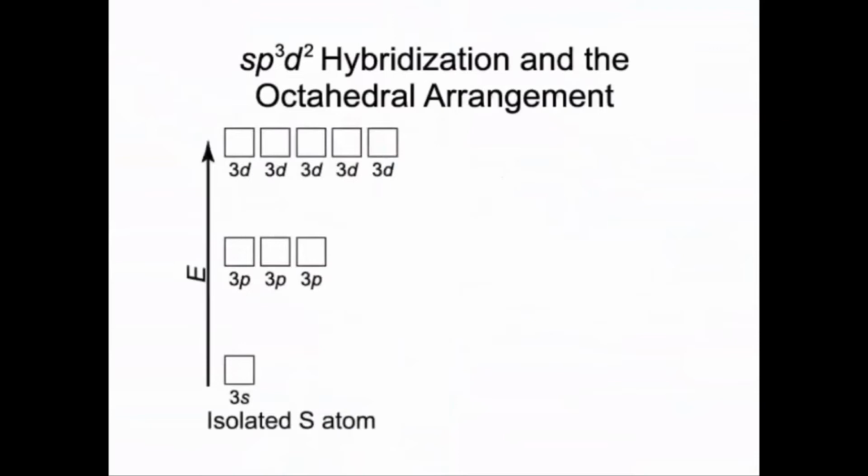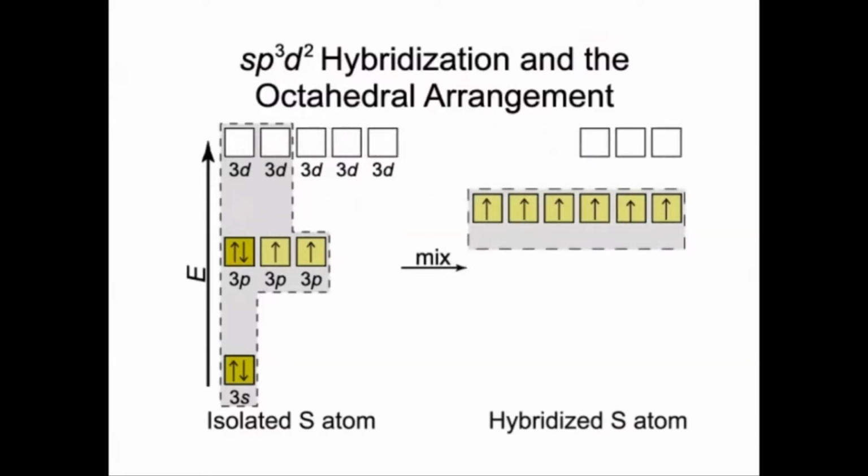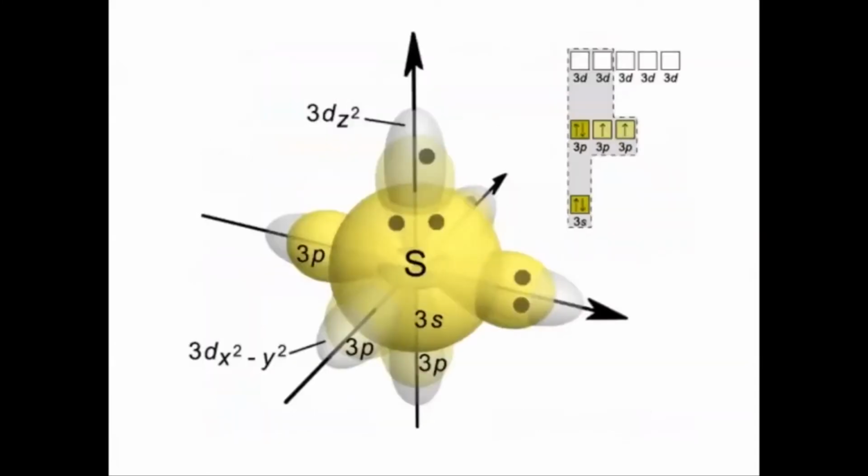Sulfur also has an expanded valence level in many of its compounds. In the ground state, it has a filled 3s orbital, 1 filled and 2 half-filled 3p's, and 5 empty 3d's. In the octahedral molecule sulfur hexafluoride, the 3s, all of the 3p, and 2 of the 5 3d orbitals of the central S mix to form 6 half-filled sp3d2 hybrid orbitals. The 3 unhybridized 3d orbitals remain empty.